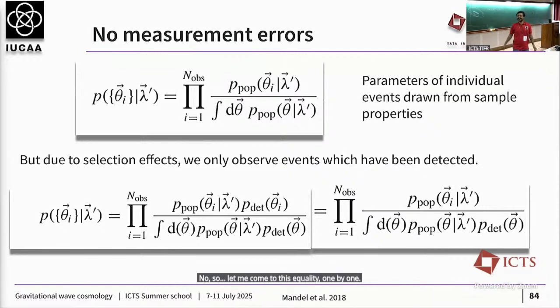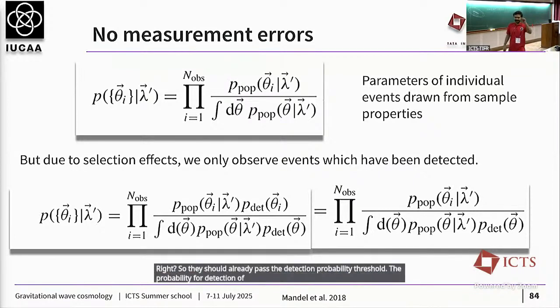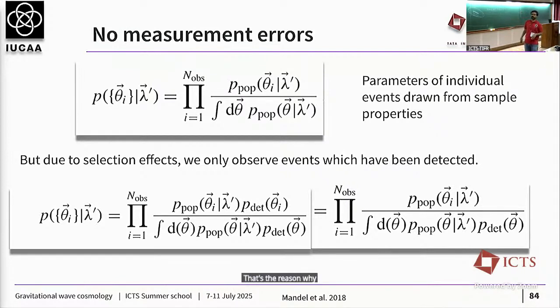So this is clear, right, where this comes from. Now you remember that these theta i's are the gravitational waves that you actually observe, so they should already pass the detection probability threshold. The probability for detection of those events that you exactly observed should be 1. And that's the reason why this has been removed. That's all. So that's where this thing went, p det of theta i.